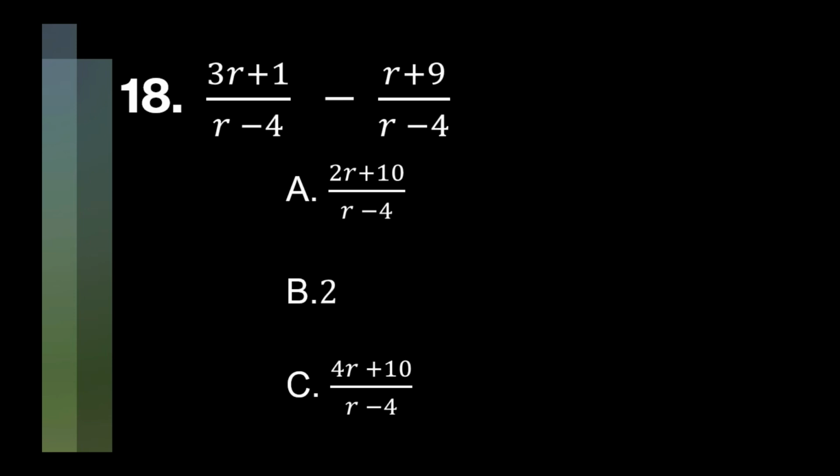Number 18. 3r plus 1 all over r minus 4 minus r plus 9 all over r minus 4. Letter A, 2r plus 10 all over r minus 4. Letter B, 2. Or letter C, 4r plus 10 all over r minus 4.